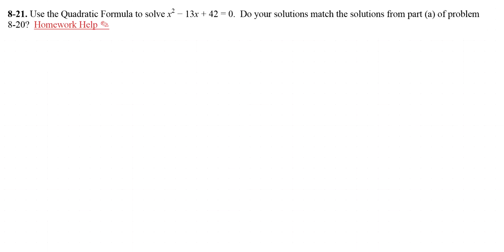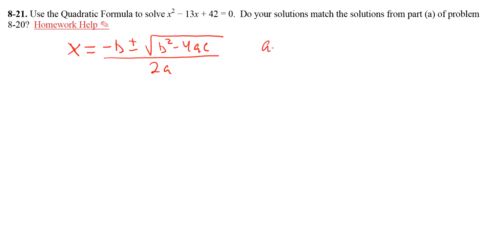to use the quadratic formula, we have to first know what the quadratic formula is, and it is x equals negative b plus or minus the square root of b squared minus 4ac all divided by 2a. And then looking at our equation, we know that a equals 1, b equals negative 13, and c equals 42.